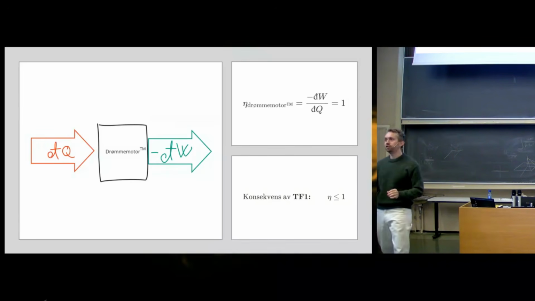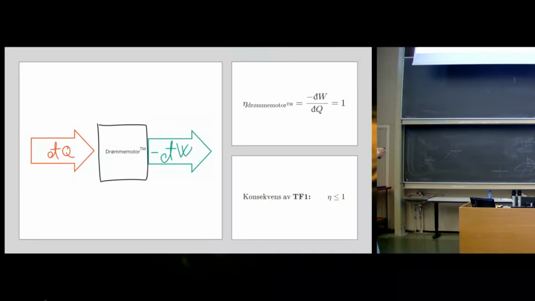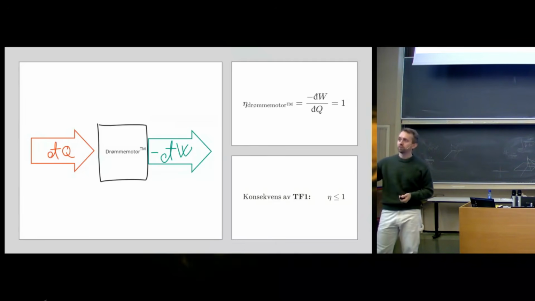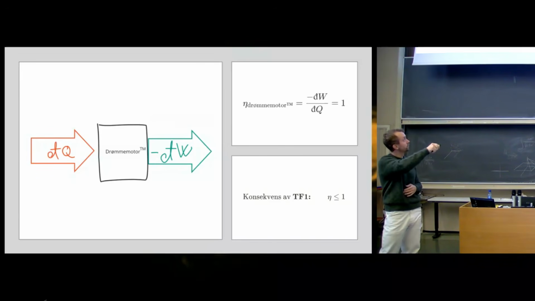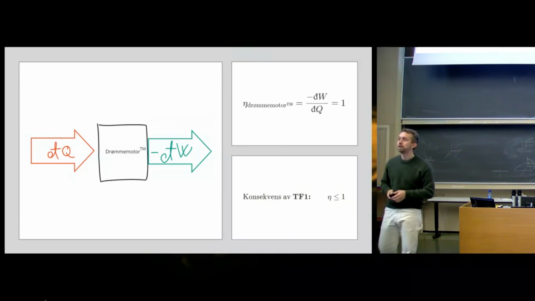And then the efficiency of this dream engine would be the amount of work that we get out of the system, remember, it's minus because the system is doing work on us, divided by the heat that we put in. And this engine has an efficiency of 1, right? And since energy is conserved, we can never have a dream engine with efficiency greater than 1, because of conservation of energy. So a consequence of the first law is that the efficiency has to be smaller than 1.